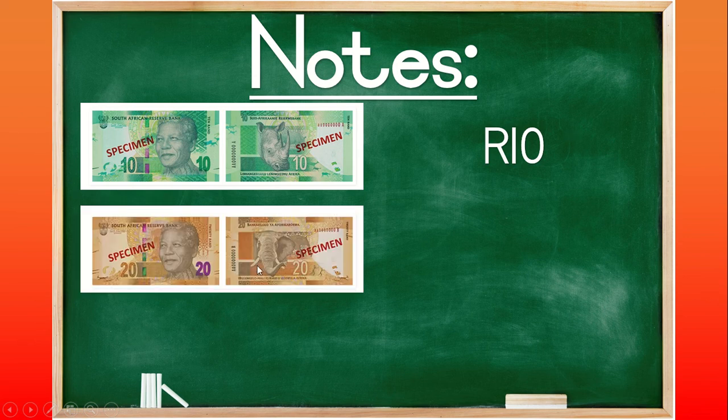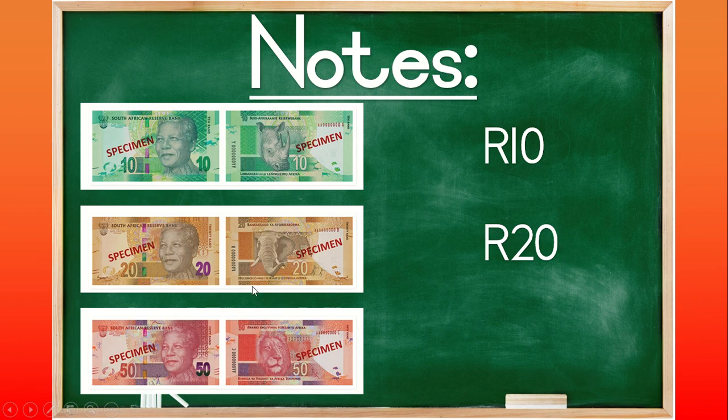20 rand is brown. It has the elephant on it, and we see the number 20 on it, indicating it is 20 rand. So we write R20. Then the 50 rand is red. It has the lion on it, and we see the 50 on top of it. So we write R50, indicating 50 rand.